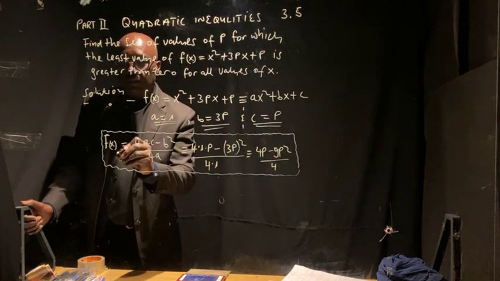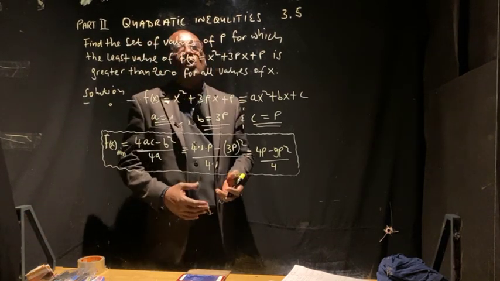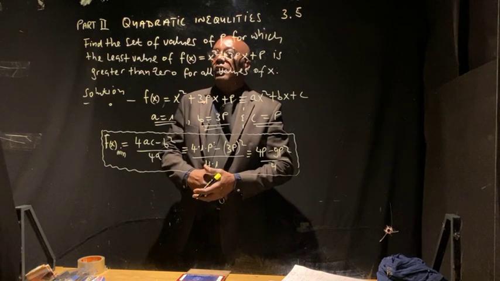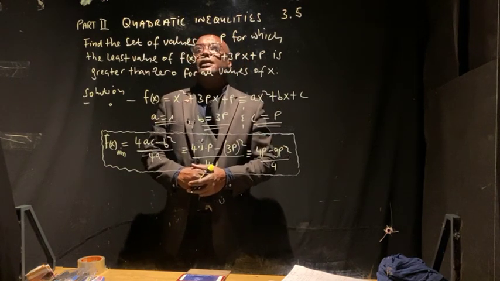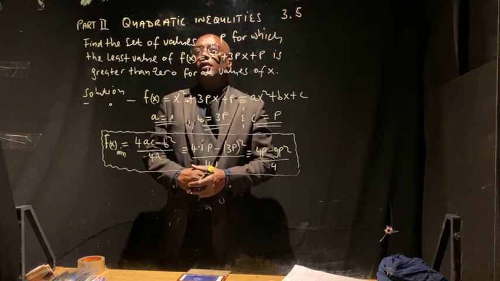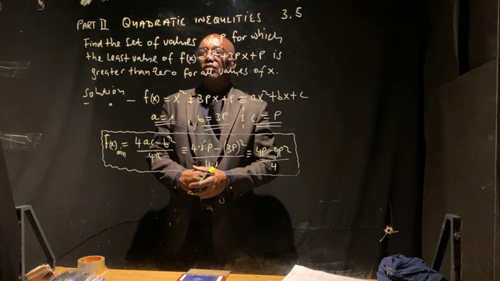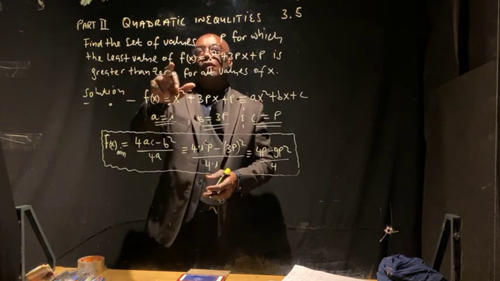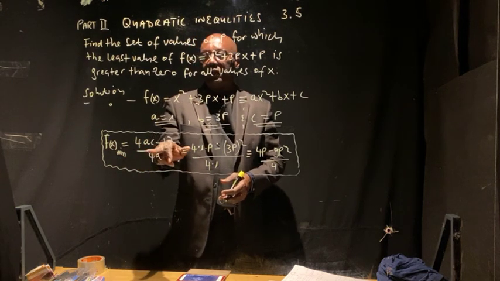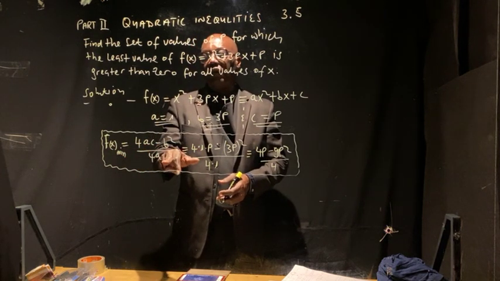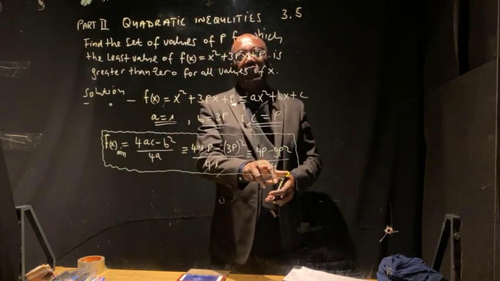This is f of x minimum, and f of x minimum is called the least value. Terminology-wise, the greatest value would be f of x maximum. So the least value of f of x is the f minimum, and the f minimum is 4ac minus b squared over 4a, which yields the right hand side to be this.